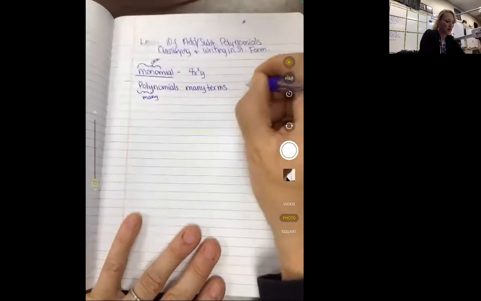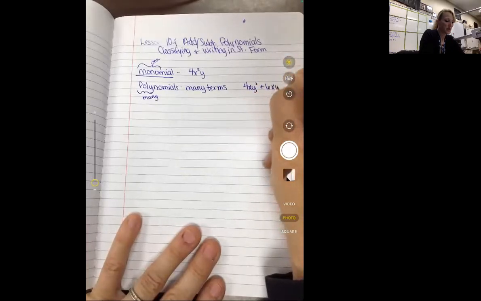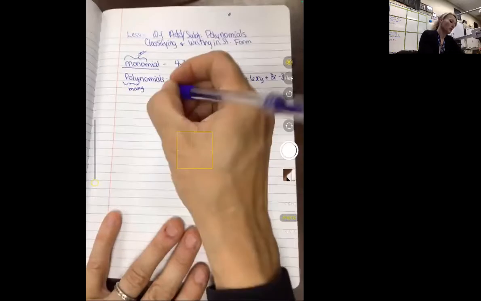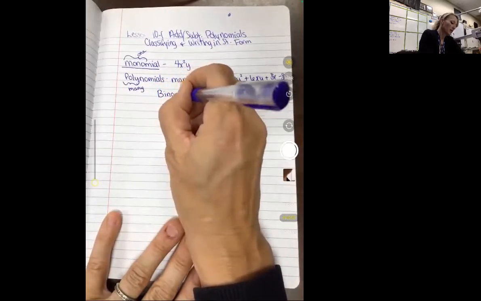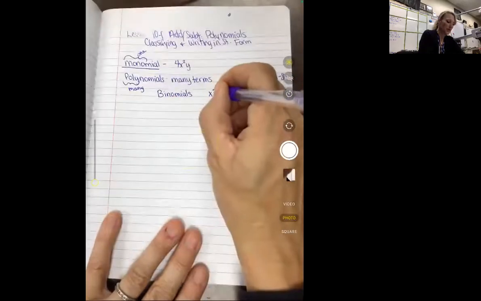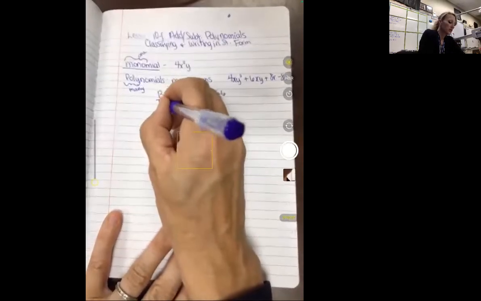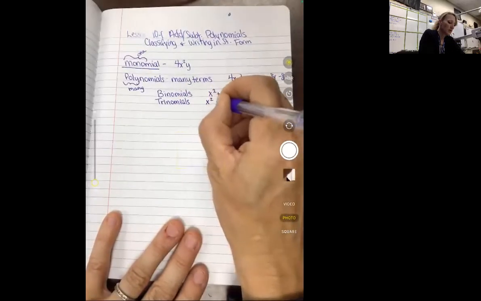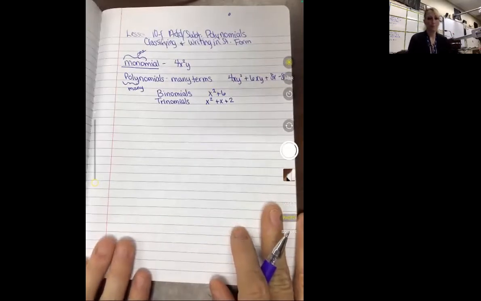A polynomial could be something like 4xy squared plus 6xy plus 8x minus 8. That has 4 terms, so therefore that is a polynomial. We are going to particularly be working with binomials, which would be like x squared plus 6, where there are 2 terms. We're also going to be working with trinomials quite a bit in this unit, which would be like x squared plus x plus 2.